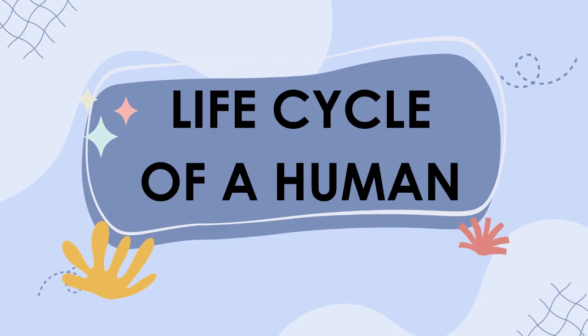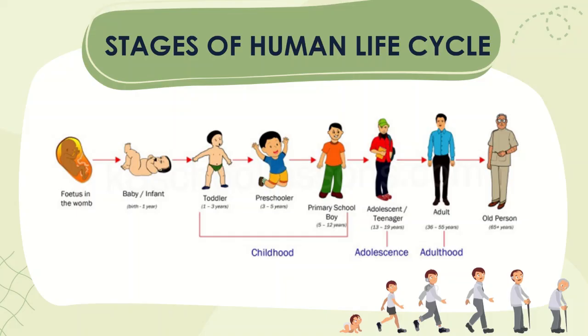Let's discuss the life cycle of a human. Stages of human life cycle. It starts with fetus in the womb, baby or infant, toddler, preschooler, primary school boy, adolescent or teenager, adult or adulthood, and the old person.